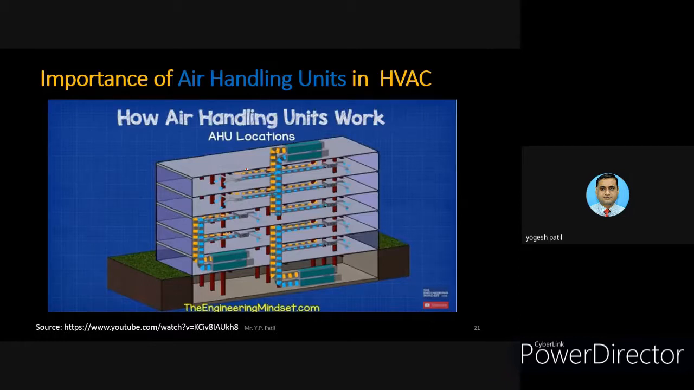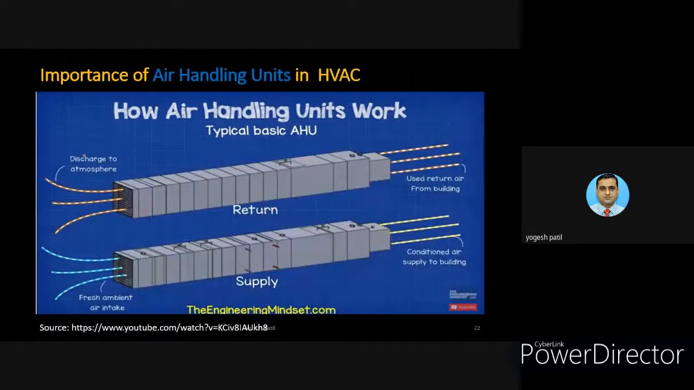So there are different locations of AHU. Maybe it can be installed in the basement, or it can be installed in some other sections also. So there are different locations of installation of the air handling unit. This is the return and supply diagram for this particular air handling unit. You can see all the things are available inside this diagram.